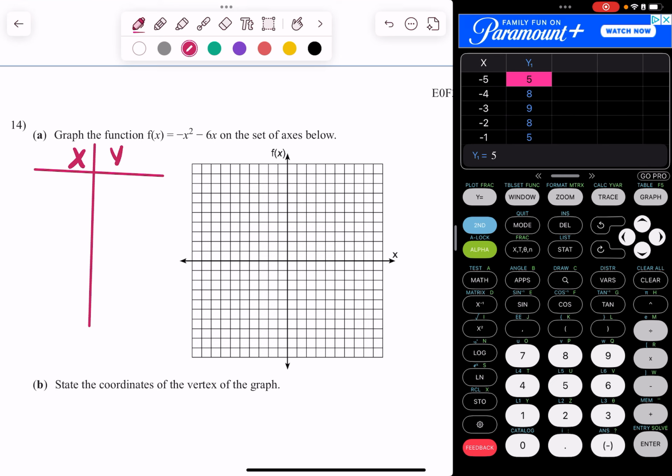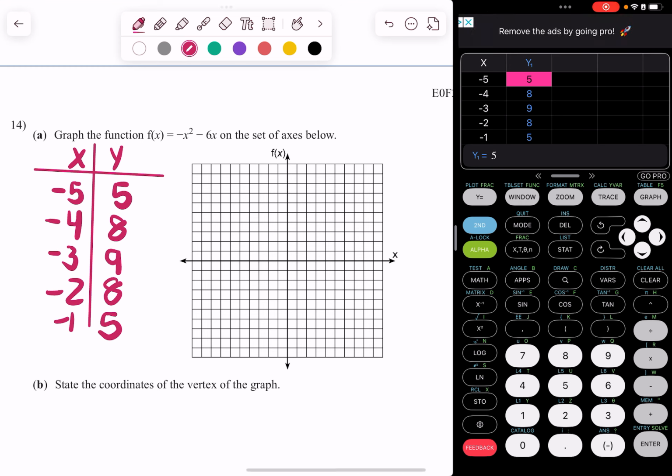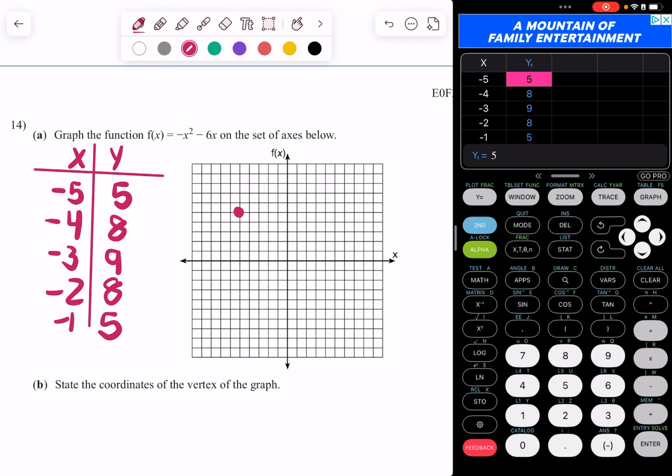I will get negative 5, 5, negative 4, 8, negative 3, 9, negative 2, 8, negative 1, 5. All right, let's graph this. Go to the left 5, 1, 2, 3, 4, 5, and go up 5, 1, 2, 3, 4, 5. Then go to the left 4 and up 8. The left 3 and up 9. The left 2 and up 8. The left 1 and up 5.